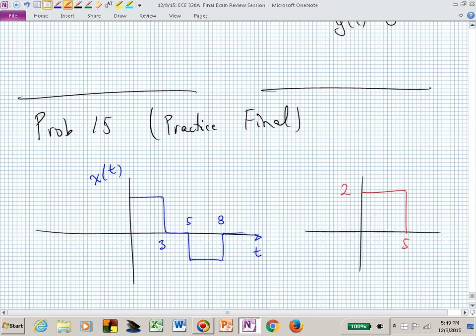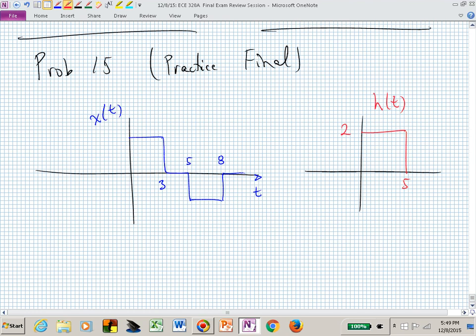If I'm seeing this right. Is that what it was, I hope? This is now h of t. Which one would you flip and slide? H of t. So now if we flip and slide h of t, that now looks like t and t minus 5 with a magnitude of 2.